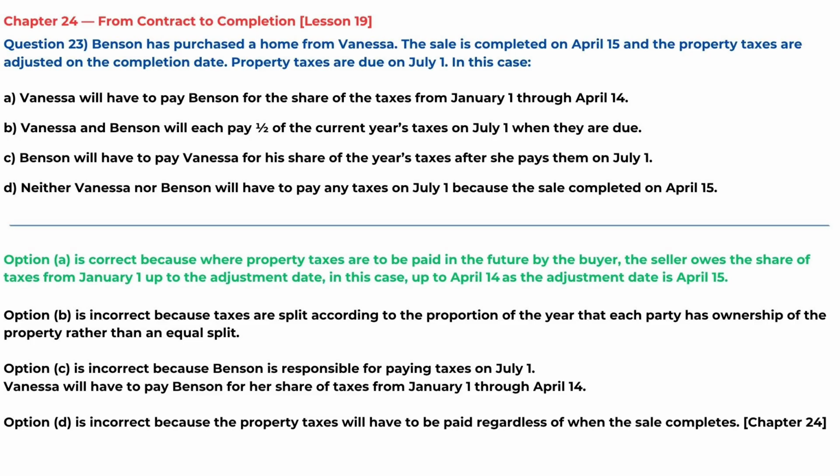Option B is incorrect, because taxes are split according to the proportion of the year that each party has ownership of the property, rather than an equal split. Option C is incorrect, because Benson is responsible for paying taxes on July 1st. Vanessa will have to pay Benson for her share of taxes from January 1 through April 14. Option D is incorrect, because the property taxes will have to be paid regardless of when the sale completes.